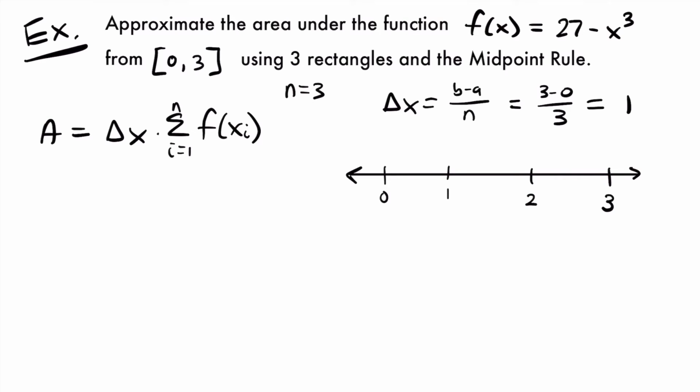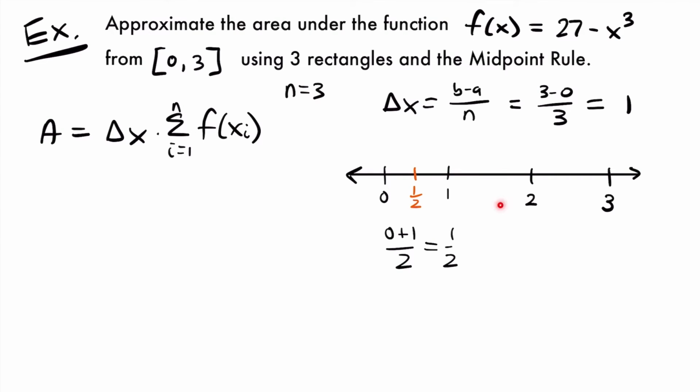And so in order to find the x value of the midpoints of those rectangles, we just have to add our 2 bounds for each rectangle together and divide by 2. And so for our first subinterval, or our first rectangle, we'll have 0 plus 1 divided by 2, and that will be equal to 1/2.